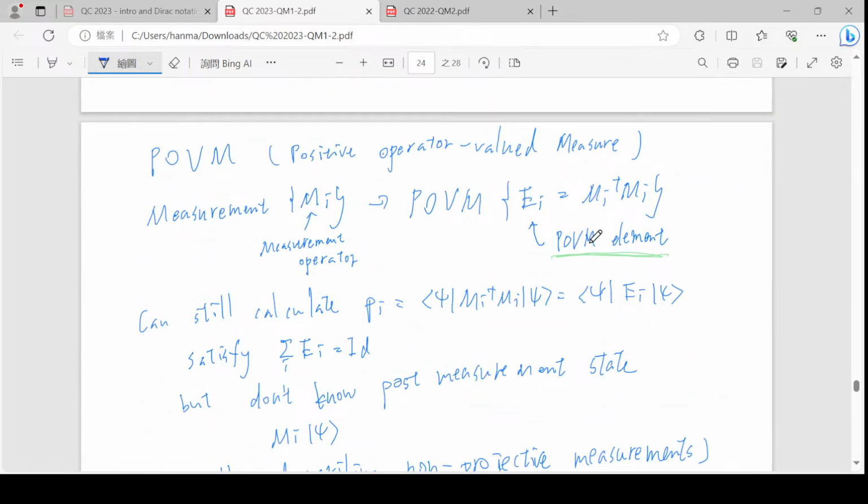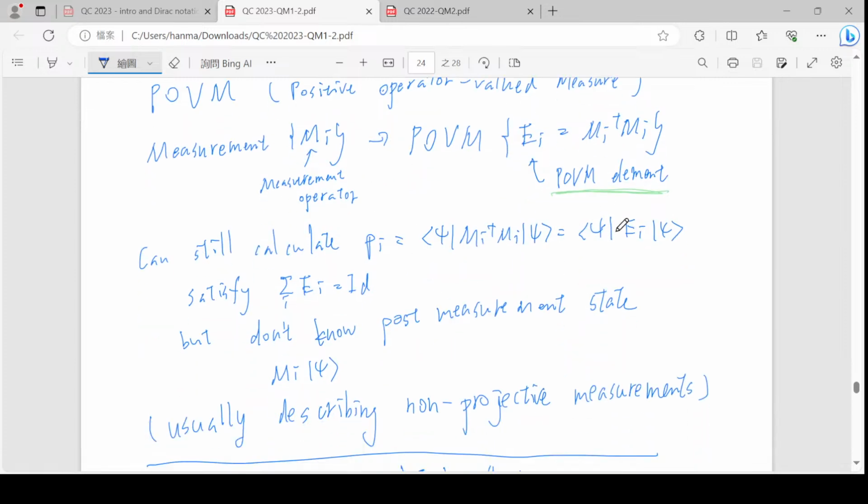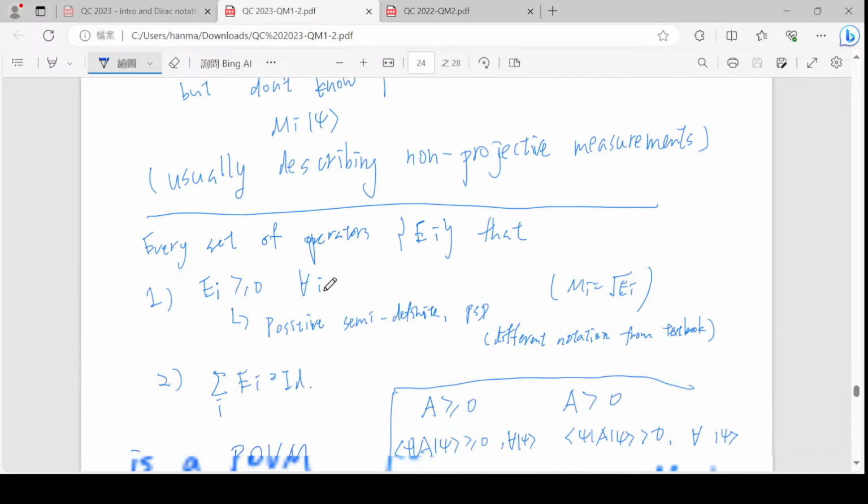a generalized measurement, but we lose a little bit of information. So instead of describing the measurement with all those M_i, we just describe it with E_i, which is basically the square of M_i. We lose some information because when squaring, for example, we lose the minus sign, and since they are matrices, we lose a little more. But you get this E_i, and you can still calculate the measurement probability, but you don't know the post-measurement state. Sometimes if you just want to know the measurement probability, those E_i are easier to use.